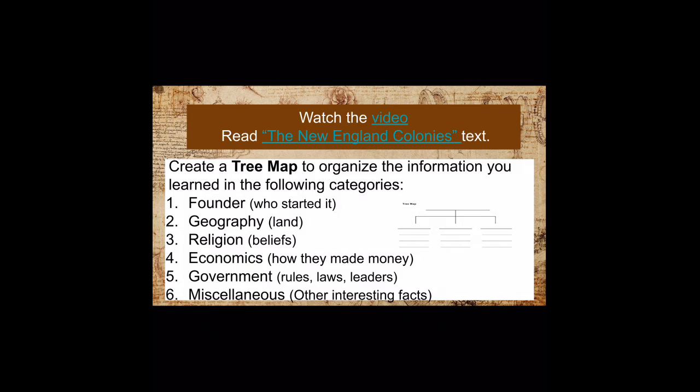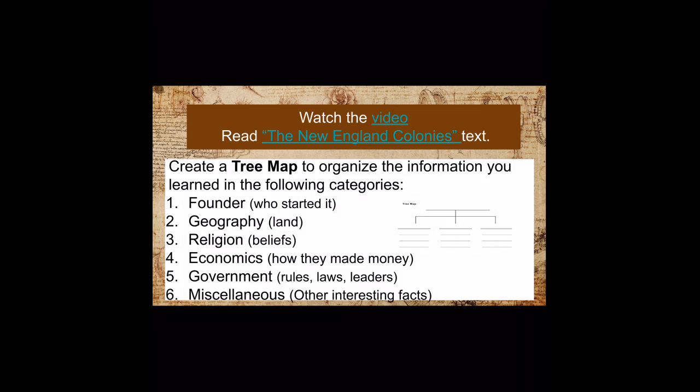You're going to be watching a video and reading some information about the New England colonies. After watching the video, and as you read the article, you will be thinking about what information you think is important. We're going to be creating a tree map to help us organize the information. The tree map will be organized into 6 sections.